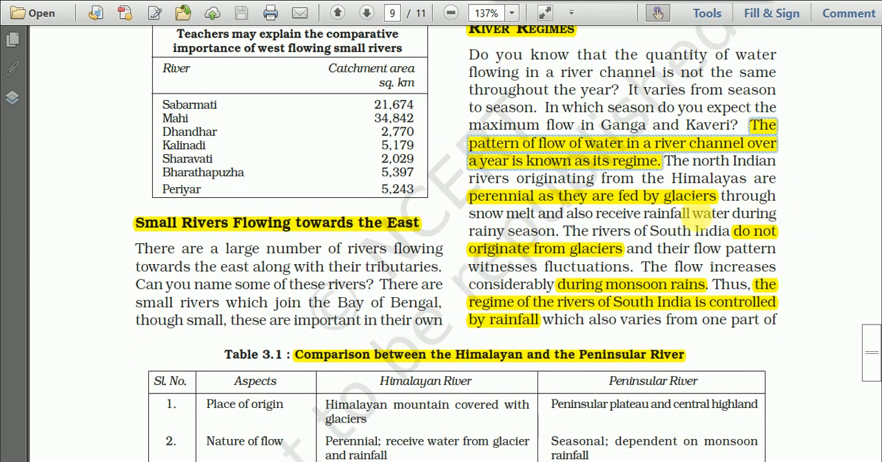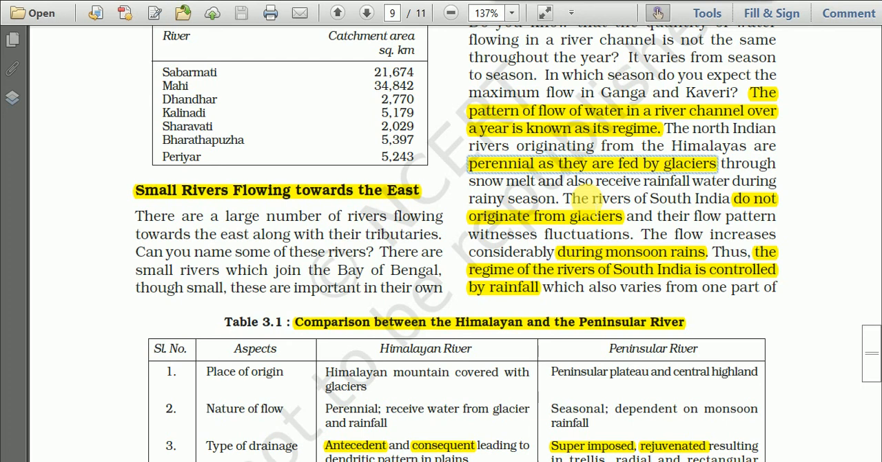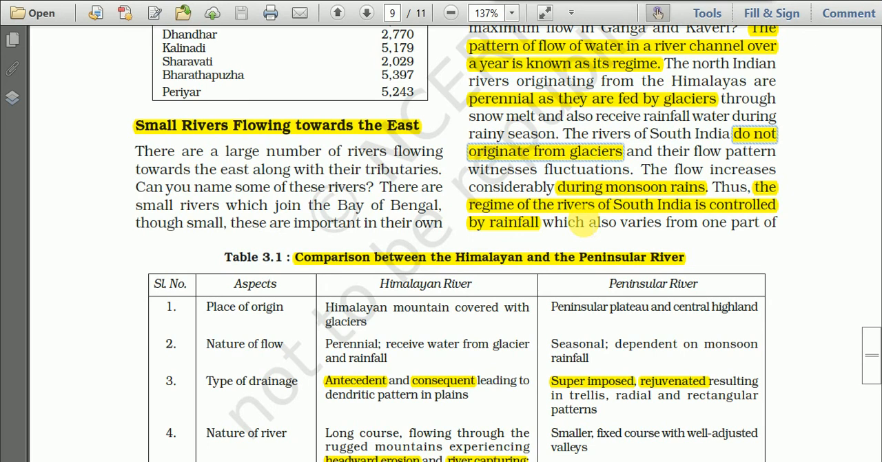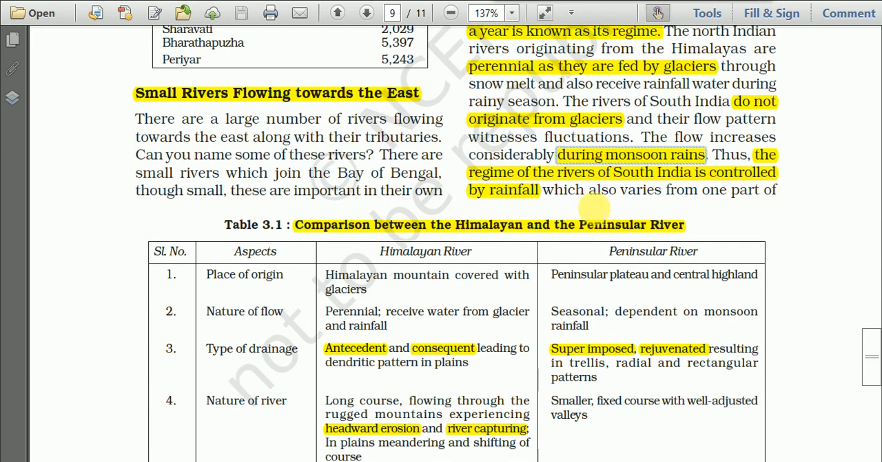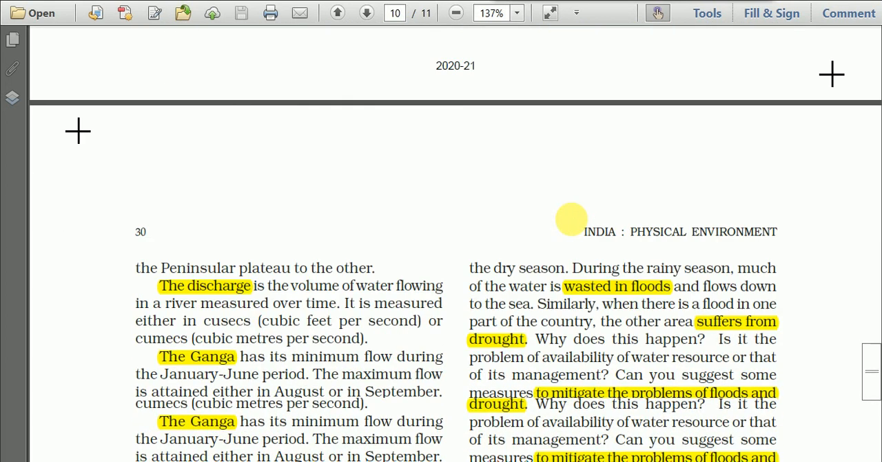The North Indian rivers originating from the Himalayas are perennial, as they are fed by glaciers through snow melt and also receive rainfall water during the rainy season, that you have known. And the rivers of South India do not originate from glaciers, and their flow pattern witnesses fluctuation. You will find variation in the flow pattern. The flow increases considerably during the monsoon rains. Thus the regime of rivers of South India is controlled by rainfall, which also varies from one part to another part of the peninsular plateau.